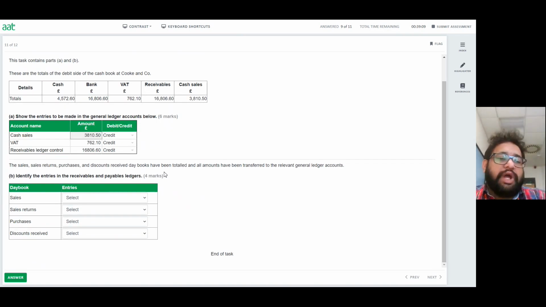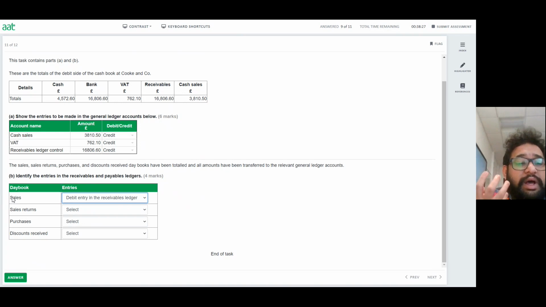The sales, sales returns, purchases, and discount received day books have been totaled, and all the totals have been transferred to the general ledger accounts. So they are asking you here to identify the entries in the receivables and payables ledger. So when it comes to your day books, the sales day book, the entries in the receivables or payables ledger, we're going to think about it. When you make a sales entry, the receivable ledger will have a debit entry there because that gives you more assets so you can collect from your customer later on, because they bought those goods on credit, didn't they?